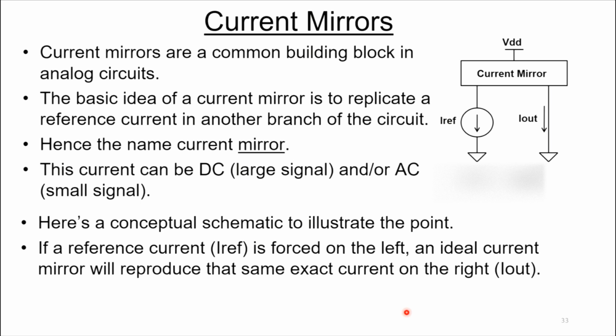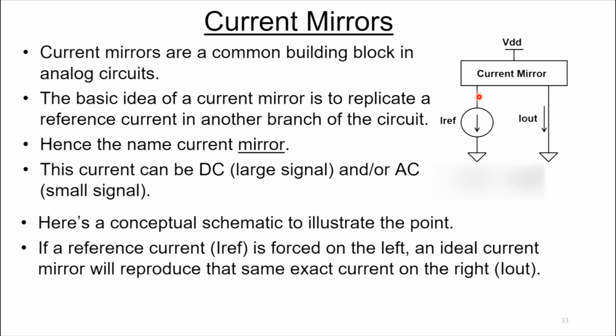Okay, moving on to the second part of the talk, current mirrors. Current mirrors are a common building block in analog circuits, and the basic idea of a current mirror is to replicate a reference current in another branch of the circuit, hence the name mirror. These currents can be DC, meaning large signal, or AC, meaning small signal. And here's a very simple conceptual schematic to illustrate this point.